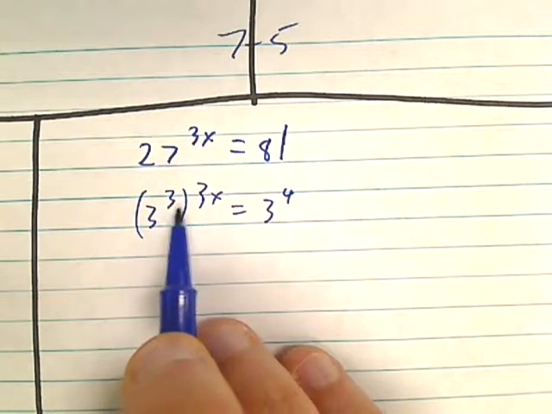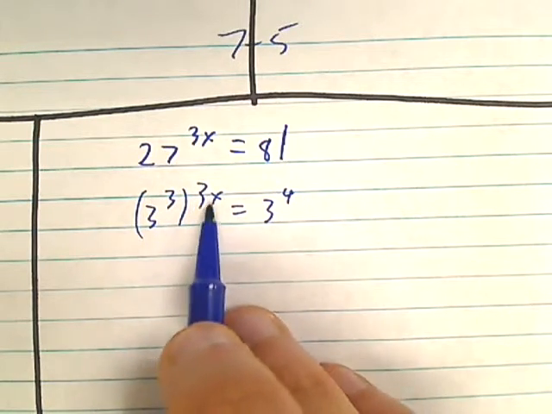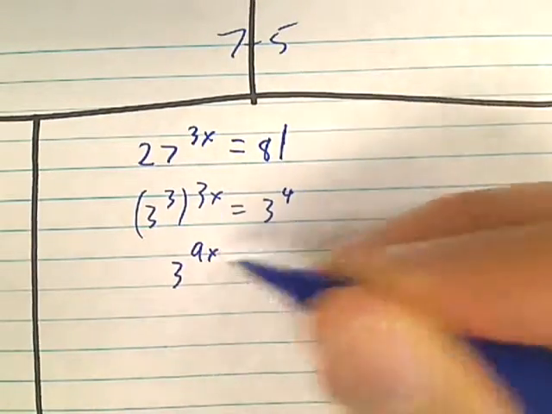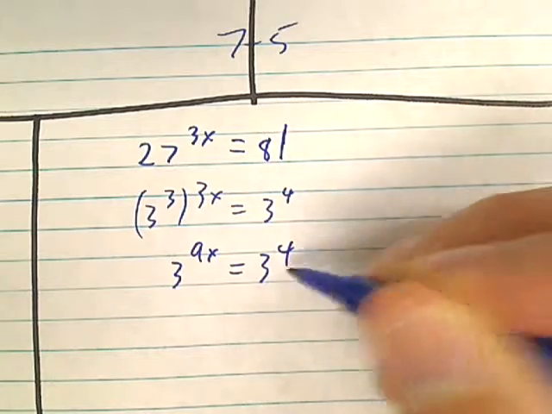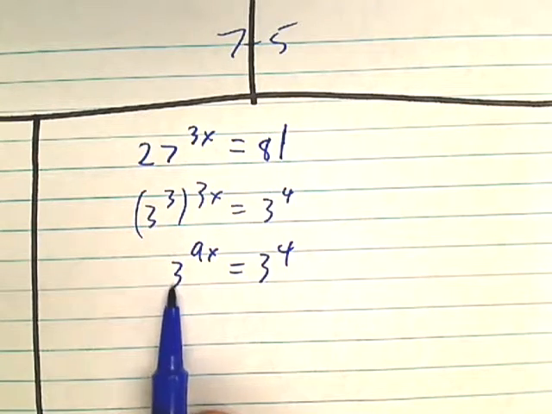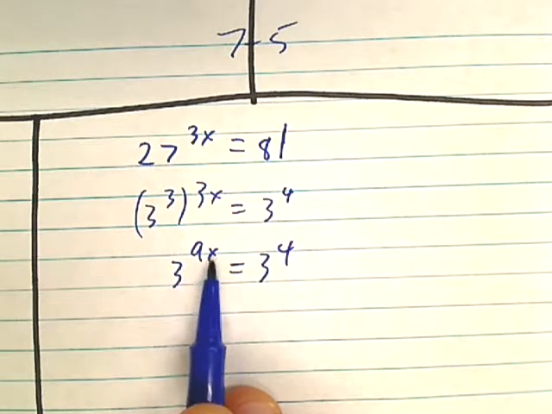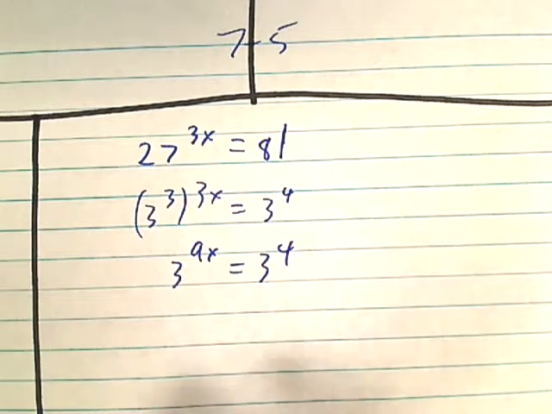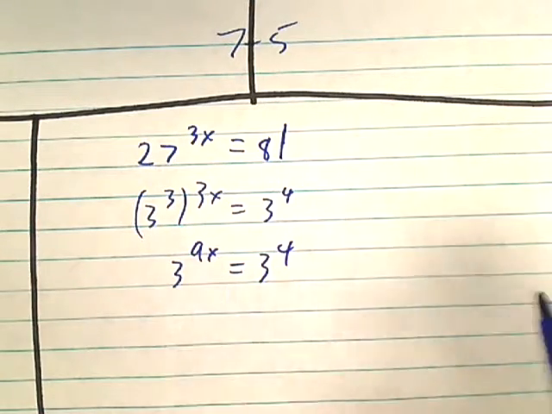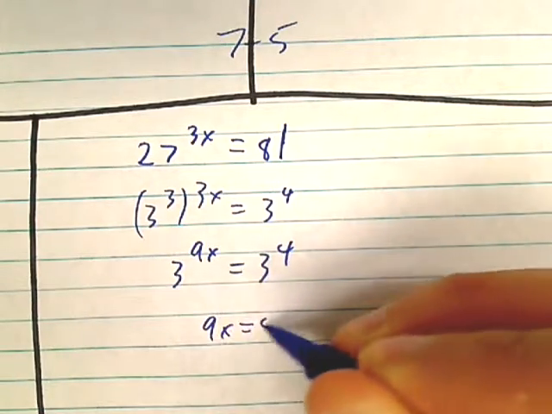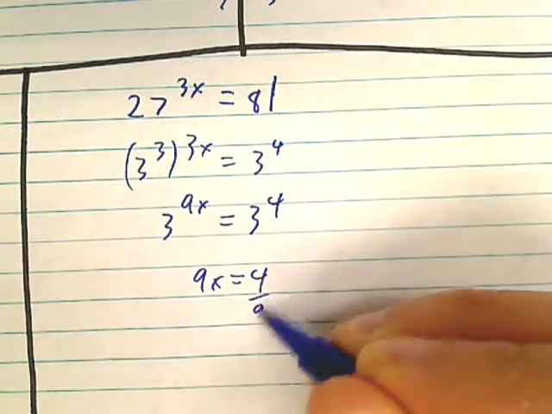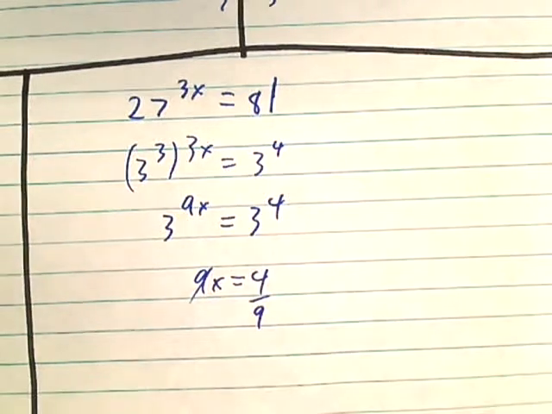Here we need to multiply the exponents. If this was an addition problem, I'd have to distribute, but it's just 3 times 3x is 9x. And one thing that we're going to say now is that if the bases are the same, if the 3's are the same, then the exponents have to be the same as well. So once I get those two bases to be the same, I can just set the exponents equal. And then from there, divide by 9. I'm going to be a little cheap about it there.